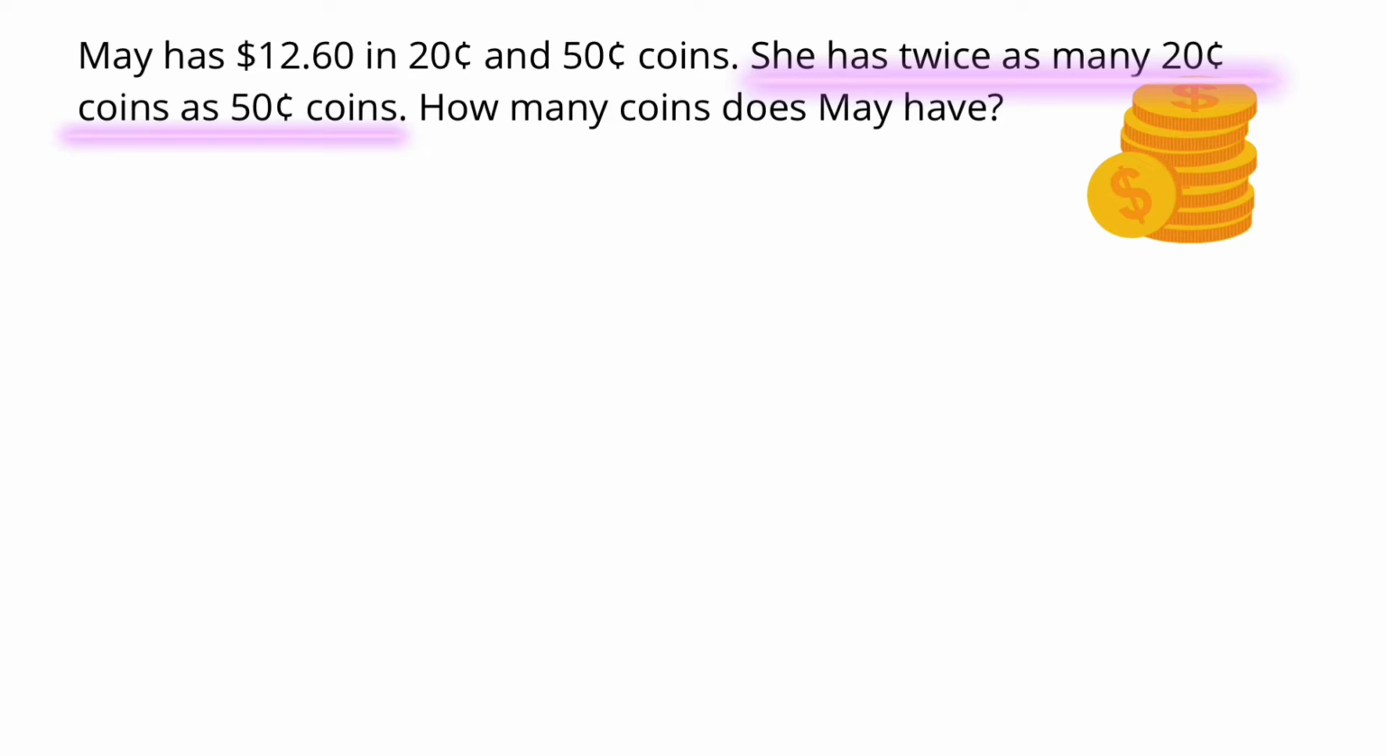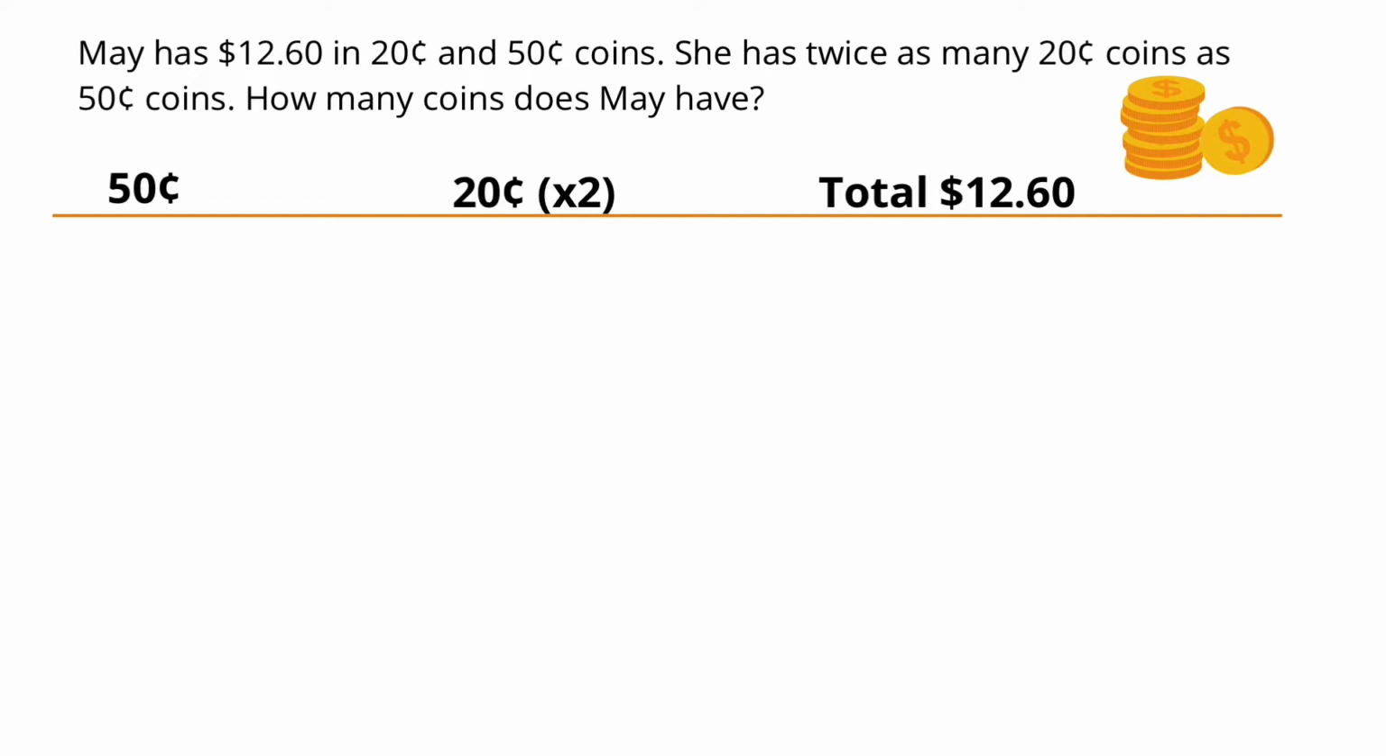Based on this sentence, can you tell which coin has more? 20 cent, correct? Now, how many more? Twice as many as 50-cent coins. If there is one 50-cent coin, there are 2 20-cent coins. Got it? I have listed out all the information here.